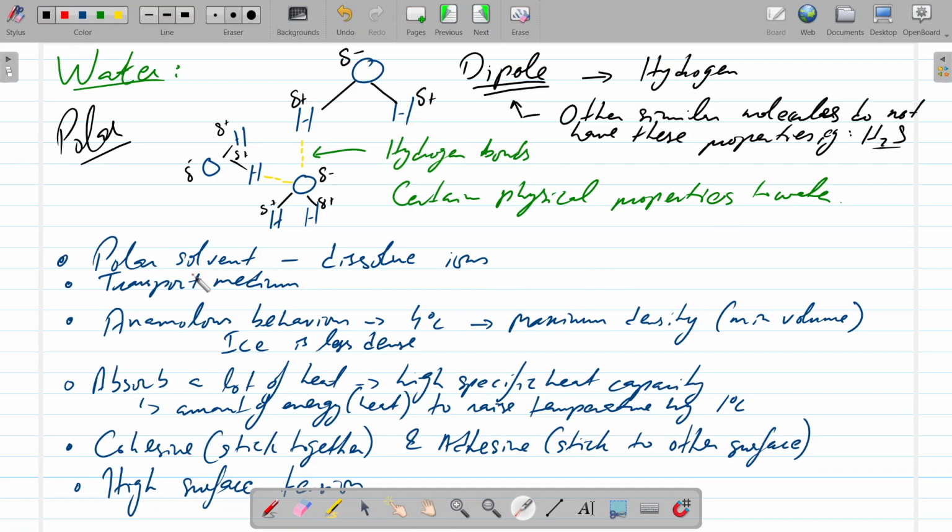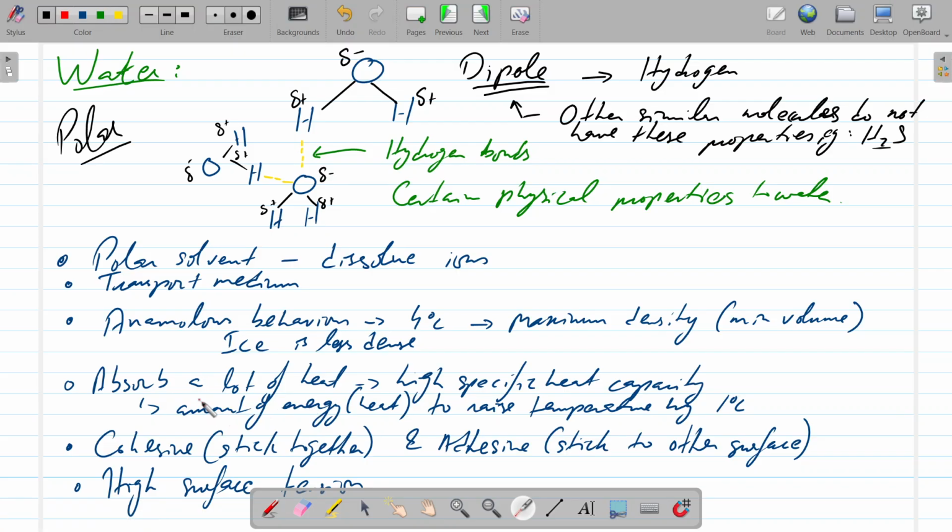So they can dissolve ions and other polar substances. Water is a good transport medium for the same reason. It has anomalous behavior where at 4 degrees centigrade it achieves maximum density because it has minimum volume. And the strange thing is ice is less dense than water. It absorbs a lot of heat because it has a high specific heat capacity because of the hydrogen bonds, because it takes a lot more heat to break the hydrogen bonds and cause the water molecules to move further apart.